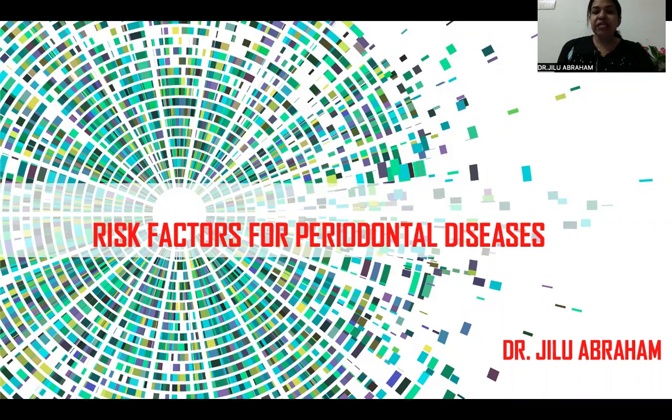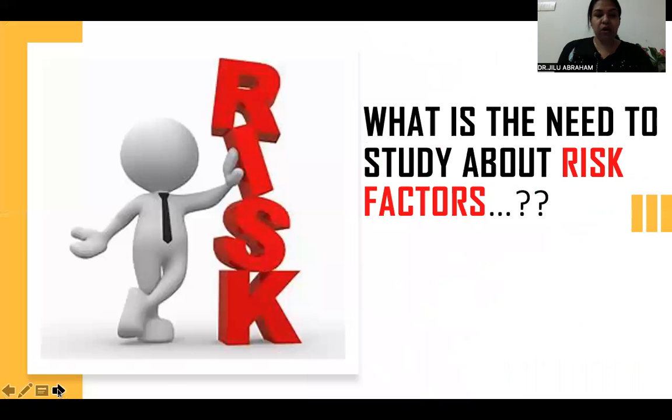So we can see risk factors in every aspect of our life. In every moment, there are risk factors. We can see risk factors in our profession, medical situations, dental treatment, etc. There are some risk factors which are also seen in periodontal disease. So what is the need to study all these risk factors? Why do we have to study all this?